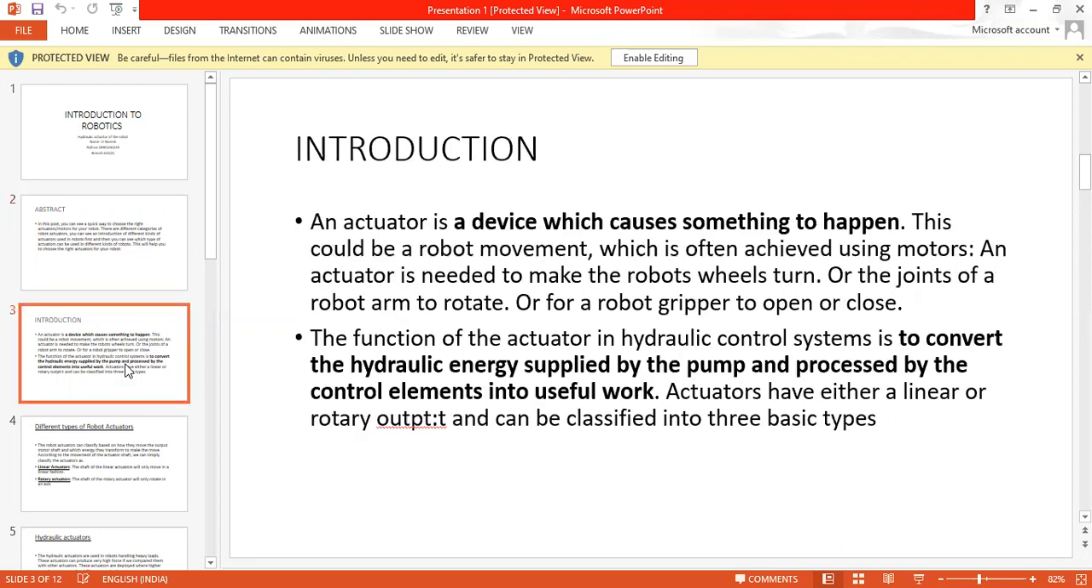An actuator is a device which causes something to happen. This could be a robot movement, which is often achieved using motors. An actuator is needed to make the robot's wheel turn, or the joints of the robot arm to rotate, or for a robot gripper to open or close. The function of the actuator in the hydraulic control system is to convert the hydraulic energy supplied to the pump and process it by the control elements into useful work. Actuators have either a linear or rotary output and can be classified into three basic types.